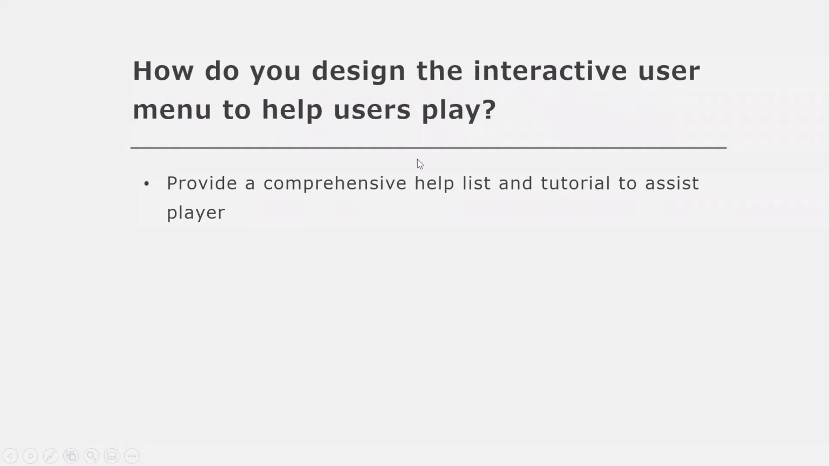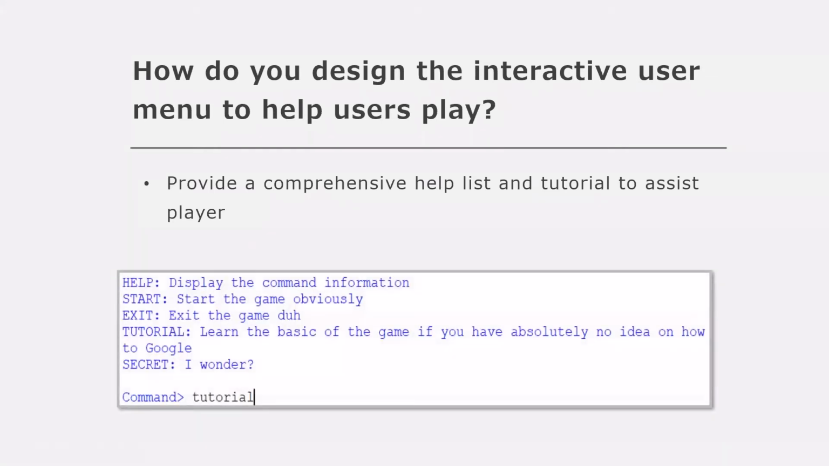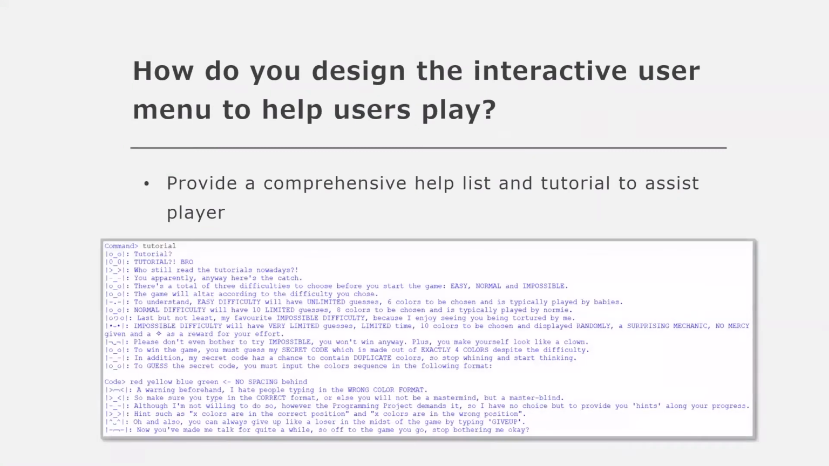Now moving back to the question that should be answered, how do you design an interactive user menu to help users play? So the first thing was to provide a comprehensive help list and tutorial to assist the player. There will be a list of commands that is available printed out to guide the player. And let's say if they need help, they can input tutorial and get this comprehensive guideline from the bot to assist the player.